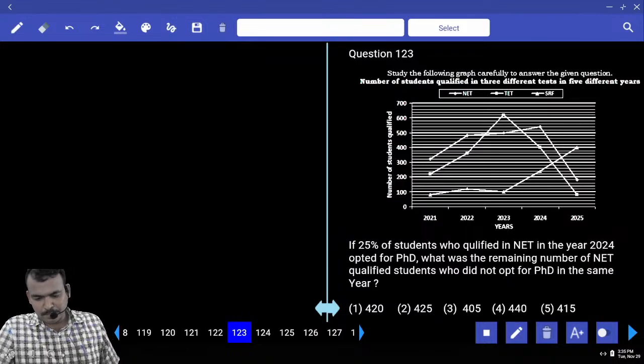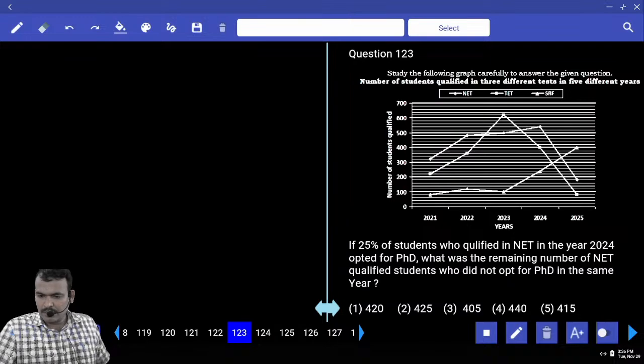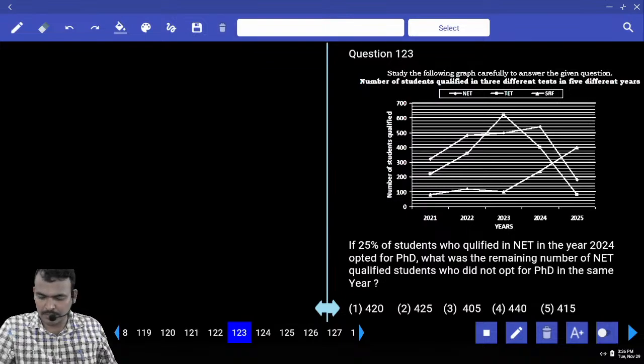123, take one look. If the number of students qualified in 3 different tests in 5 different years, the first one NET, second one TET, and third one SRF. If 25% of the students who qualified in NET in the year 2024 opted for PhD, what was the remaining number of NET qualified students who did not opt for PhD in the same year or different year? Same year.